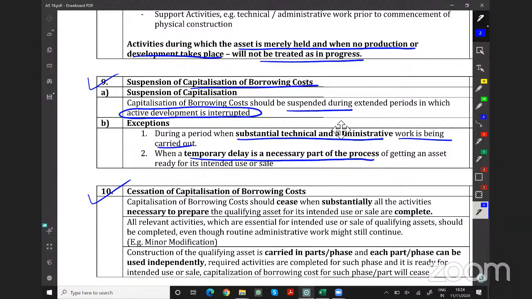The following are the 2 exceptions. What are the 2 exceptions? Substantial technical and administrative work, or temporary delays necessary as part of the process. So then it is not an issue. In these 2 cases, you can carry on with your work.